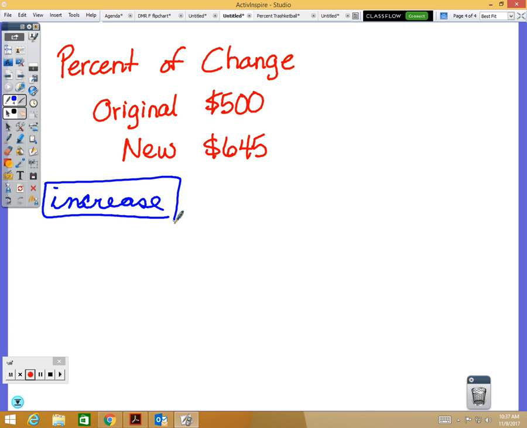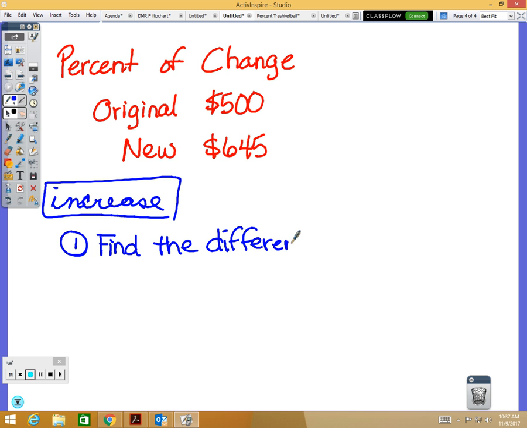Okay, so this is going to be a percent of increase. The first step that we need to do to figure out how much, what percent, not just how much money, but what percent it increased, is that we're going to find the difference. What do you do when you find the difference in numbers? Subtract. All right, so find the difference.